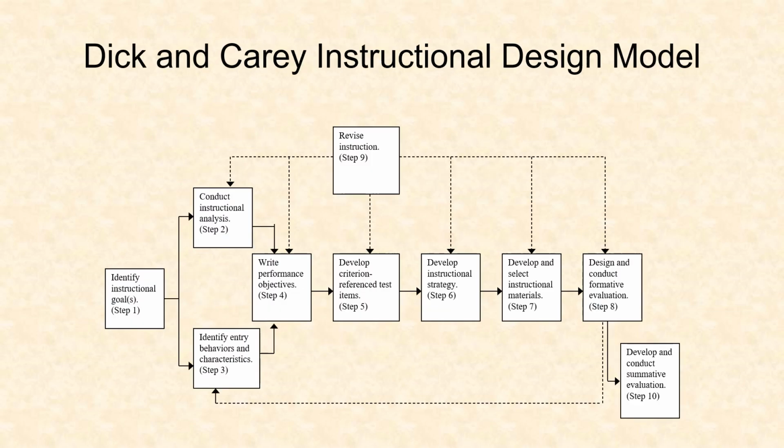Here, in this flowchart, you can get a better overall picture of the Dick and Carey model. We begin with step number 1, and we'll take a better look at these steps in a few moments. But just as an overview, you begin by identifying instructional goals. And step 2 and 3, you'll notice, can happen at the same time. Conduct the instructional analysis, also known as task analysis. Identify entry behaviors and characteristics. That's understanding the learners who are about to undergo this instruction when it's prepared. And then from both of these steps, we move into writing the performance objectives.